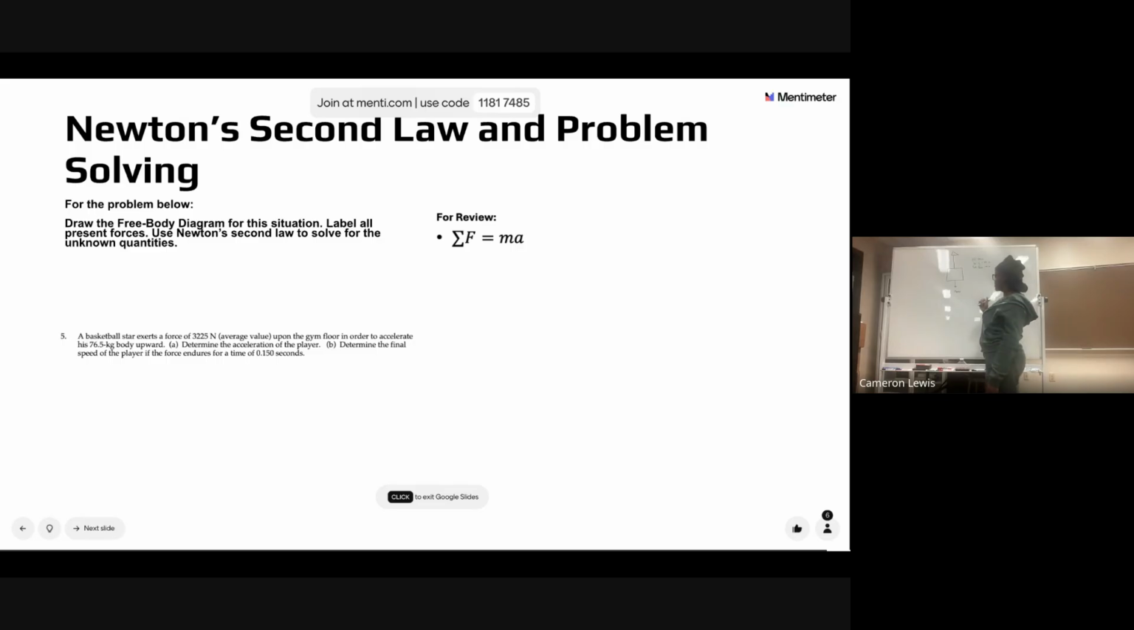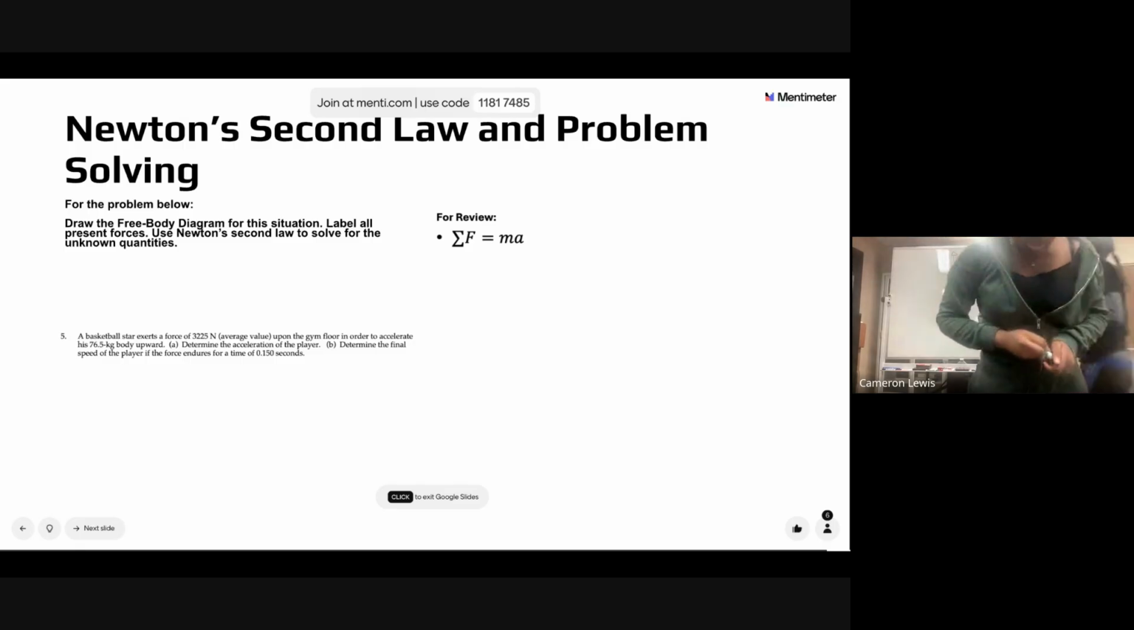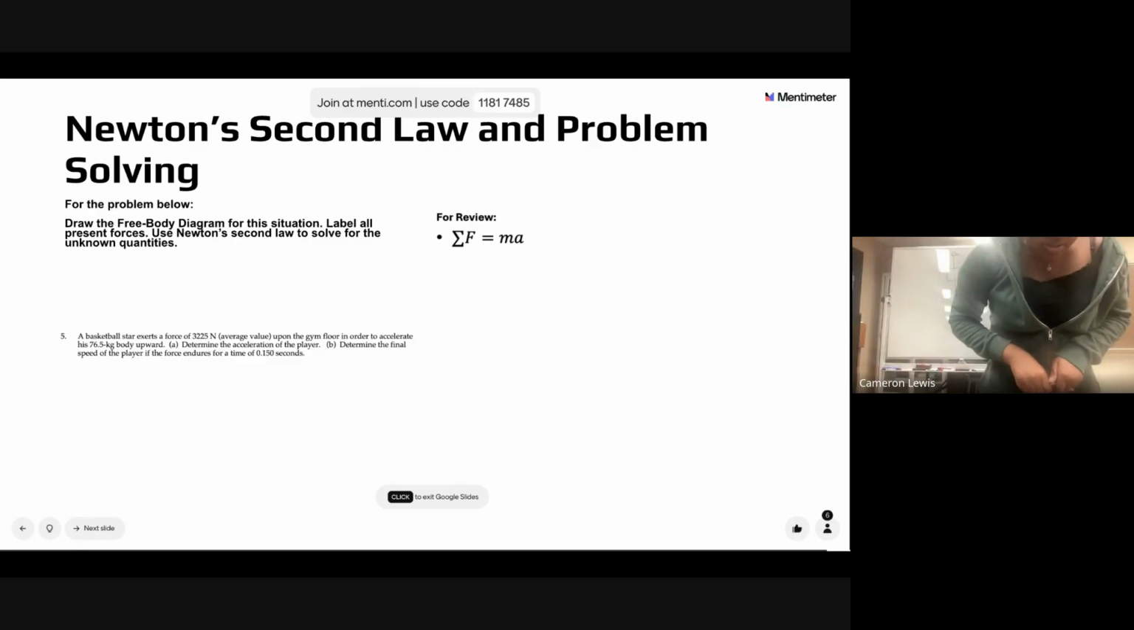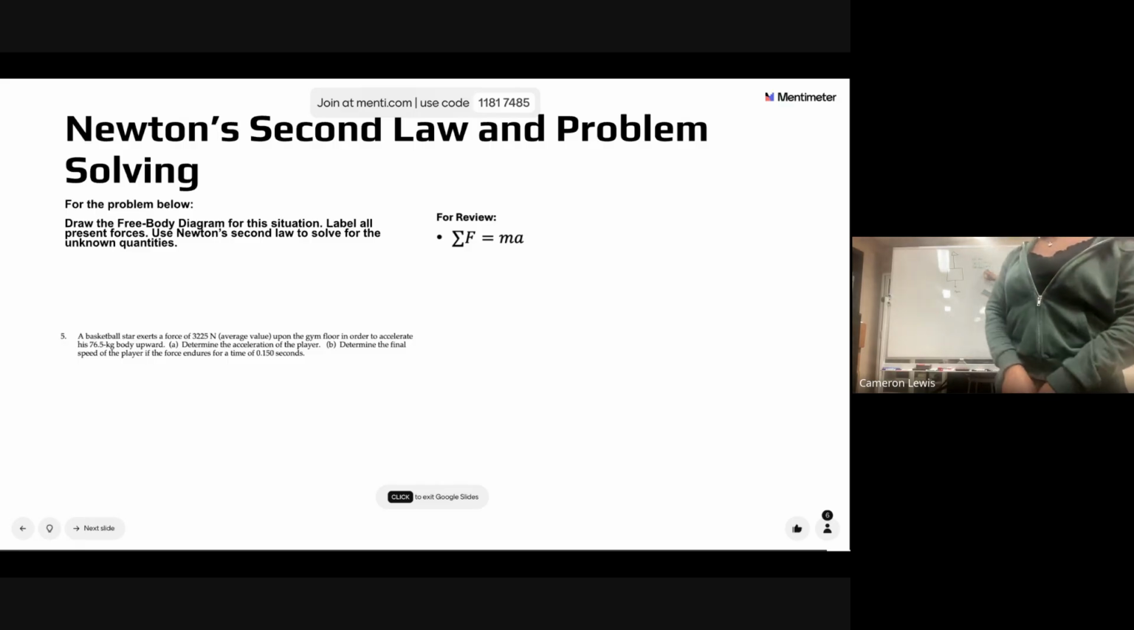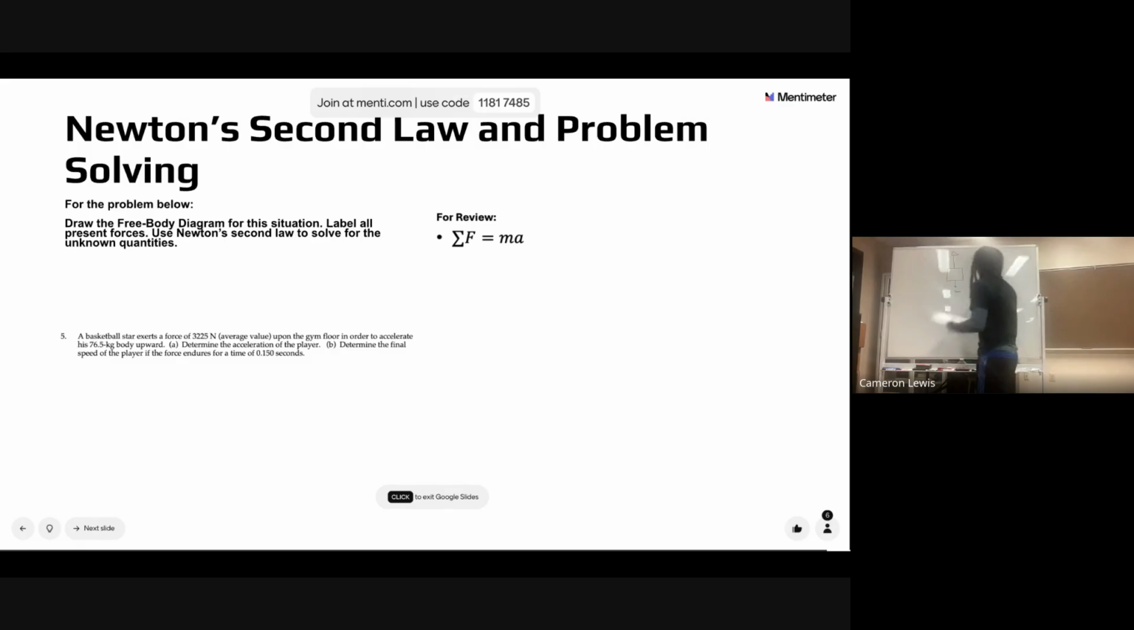Now are we able to start putting some numbers in? Yes. Did they give us numbers? 3,225. It says the average value. What does that mean? That's the average of the force that he applied. Like if you jump on a force plate, it's a range, it might be a little bit less, so they're just saying the average force. We have his mass, which is 76.5 kilograms.